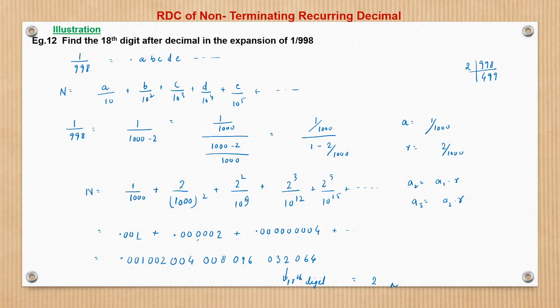The analogy we drew is that this is the summation of a GP series. 1 upon 998 we simplified to resemble the summation of a GP series, from where we found that A would be 1 upon 1000 and R would be 2 upon 1000. Then we rearranged to find the summation, and from the respective addition we got that the 18th digit would be 2: 3, 6, 9, 12, 15, then 18th. The 18th digit is 2.